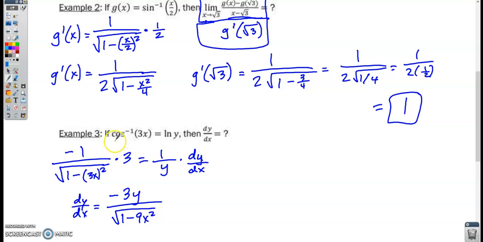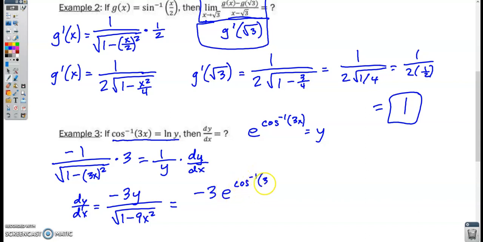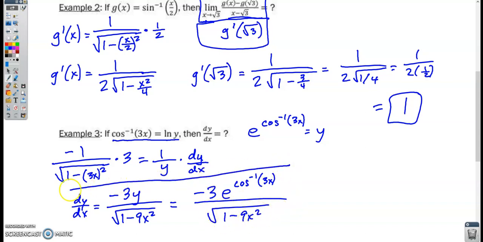The way I'm going to do that, I'm going to take this equation, and if I raise both sides of this equation e to that power, I get that e to the arc cosine of 3x is equal to y, and so I can substitute that in here. And I think I like this answer just a little bit better. Not a whole lot better, but just a little bit better. So there's two possible answers for dy dx there in example 3.